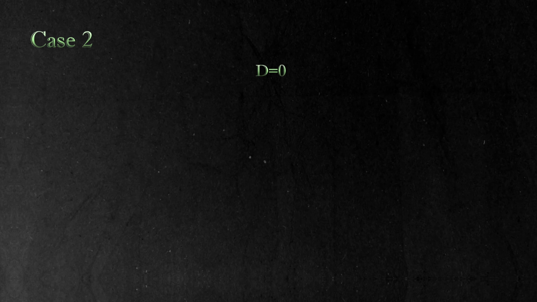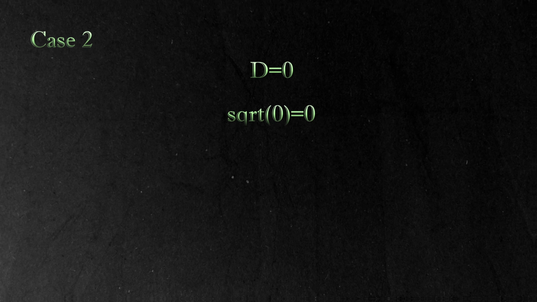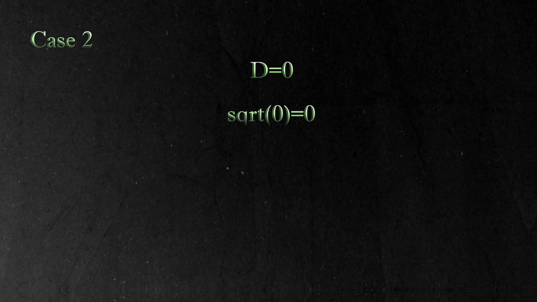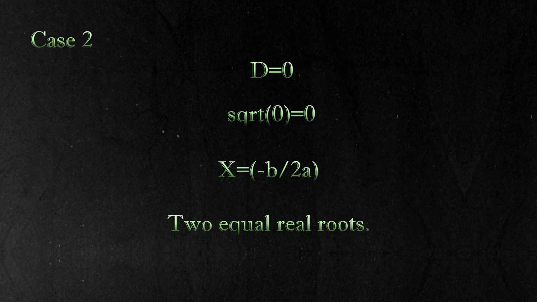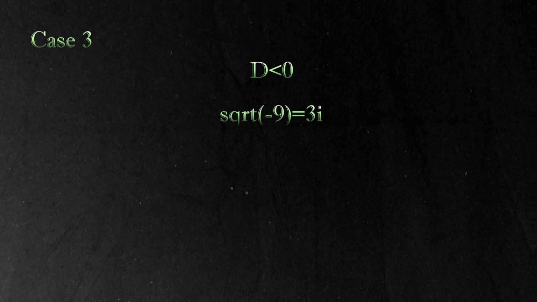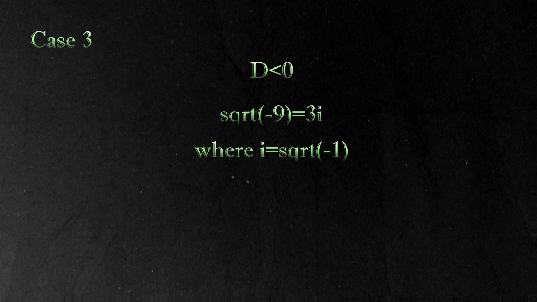Now case 2: if d = 0, then √d is √0 = 0. Both formulas become identical, and x becomes x = -b / 2a. Hence two equal real roots. Case 3: if d is less than 0. Example, √-9. The square root of a negative number is not a real number. It becomes 3i, where i is √-1. Hence the roots become -b/2a ± (√-d / 2a) i. These are called complex imaginary roots.